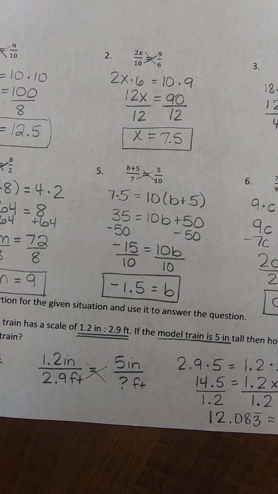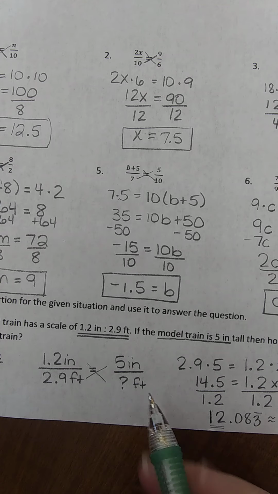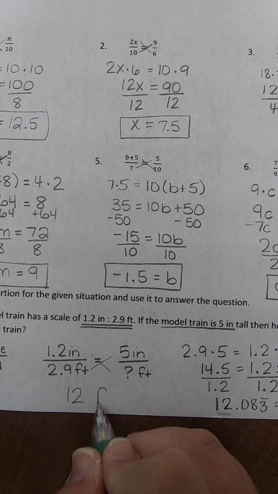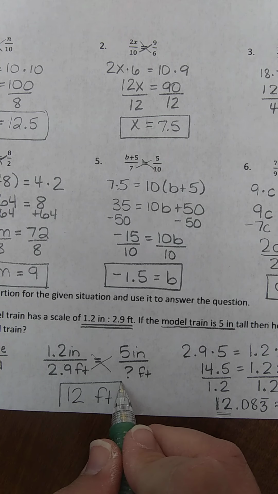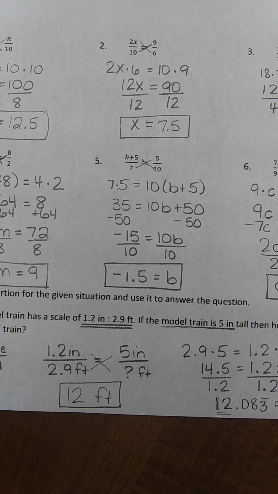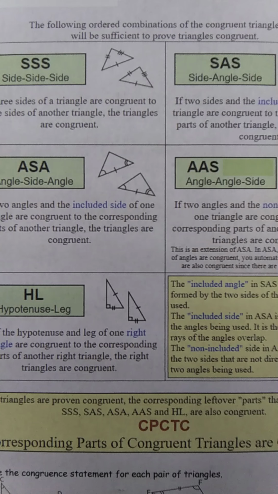So how long is the real train? Well, we're going to approximate here to 12, and that label should have feet. So 12 feet would be the real train car that was supposed to be modeling.